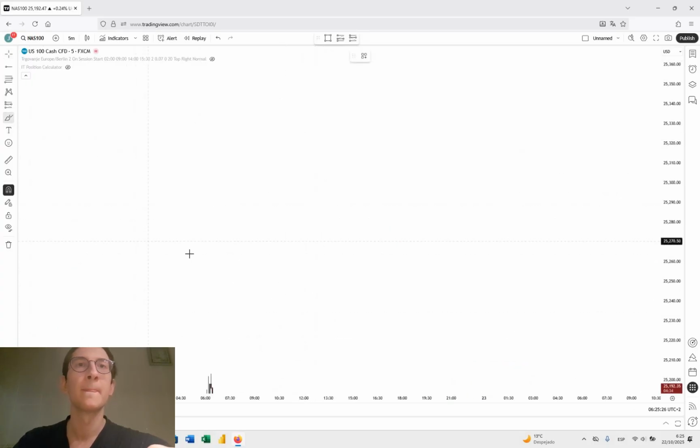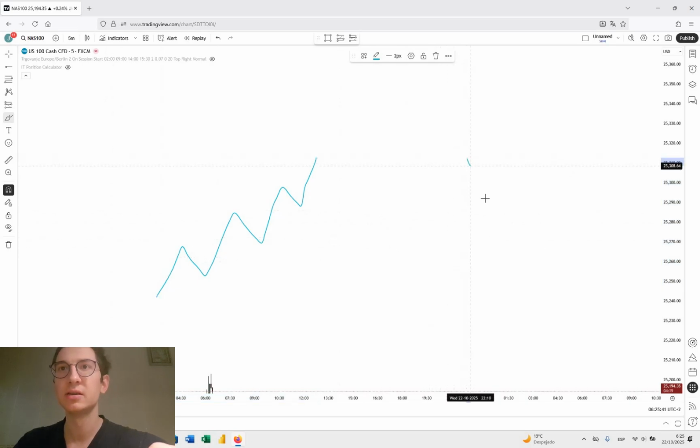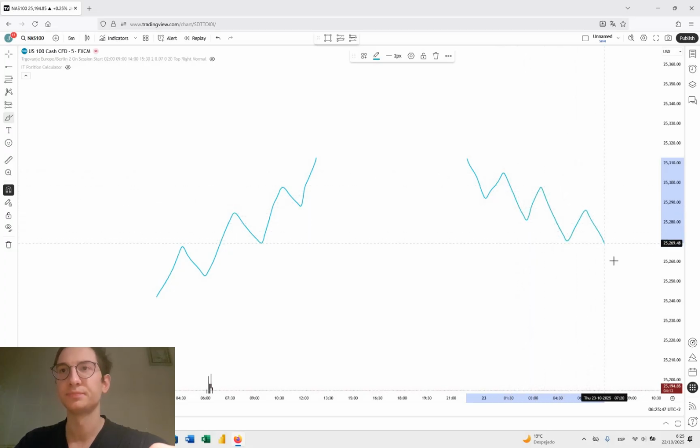Let's draw it. As you know, the market moves in higher highs and higher lows in an uptrend. And in a downtrend, the market moves in lower lows and lower highs. This is the movement like that.